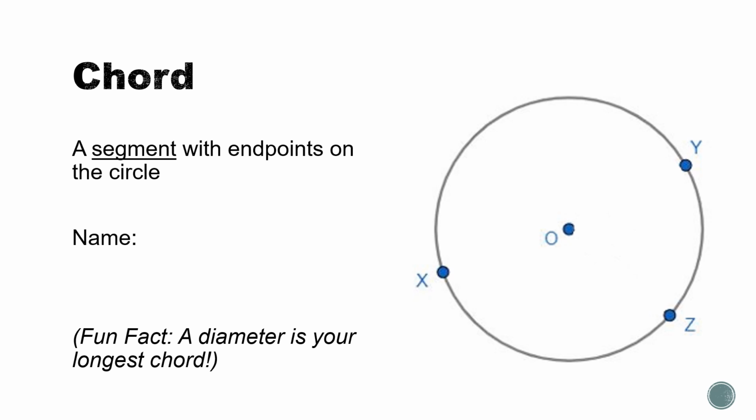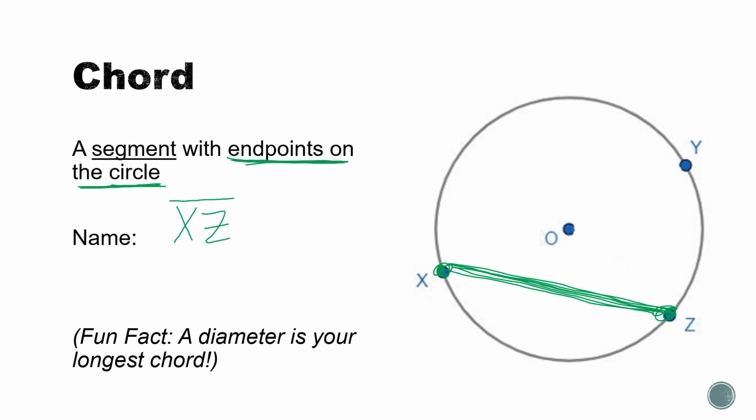A chord is just a segment with endpoints on the circle. So it doesn't matter if it passes through the center of the circle or not. It's just going to start and end on the edges of the circle. So we could go from X to Z. That would be considered a chord, X to Z. Another chord could be from Y to Z.